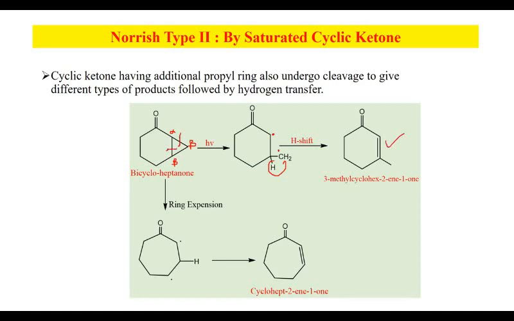If this inner bond of the cyclopropane ring is broken down, then ring expansion takes place with this 1,3 biradical. Then again this hydrogen is shifted to this carbon so that a double bond is formed, which is in conjugation with this carbonyl. This is the major product and this is the only product.